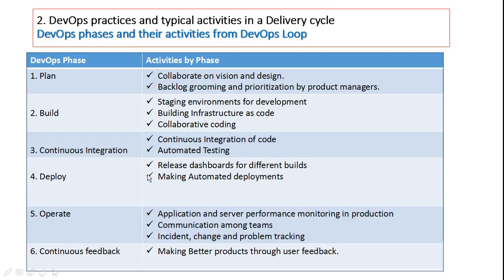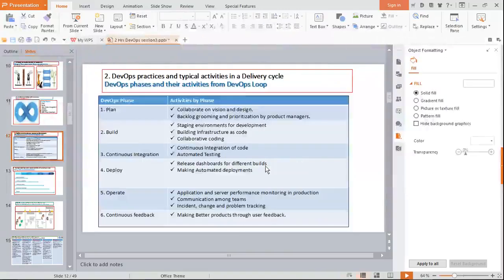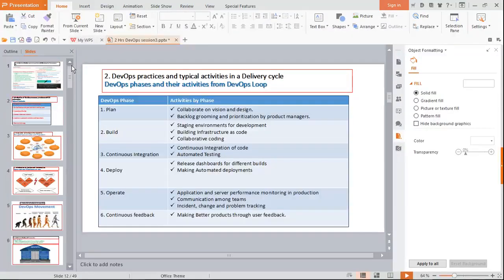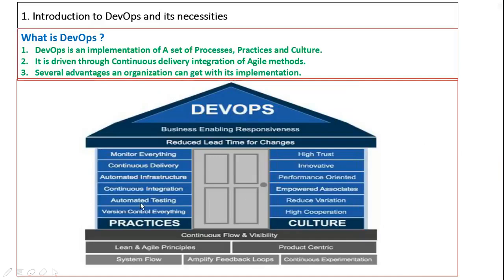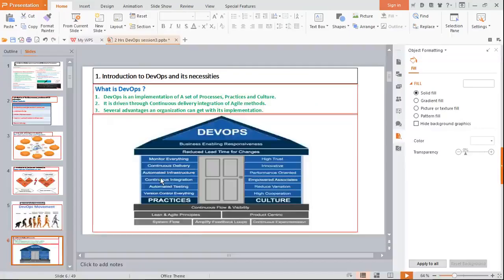And deploy, if you see stage 4, release dashboards for different builds. We have seen that in the HUD diagram. We'll go back to the previous slide and see that one more time as a recollection. And if you see here, you have continuous integration, you have automated testing, you have automated infrastructure. All these things are repeating in the DevOps loop cycle. So we'll go back to that.